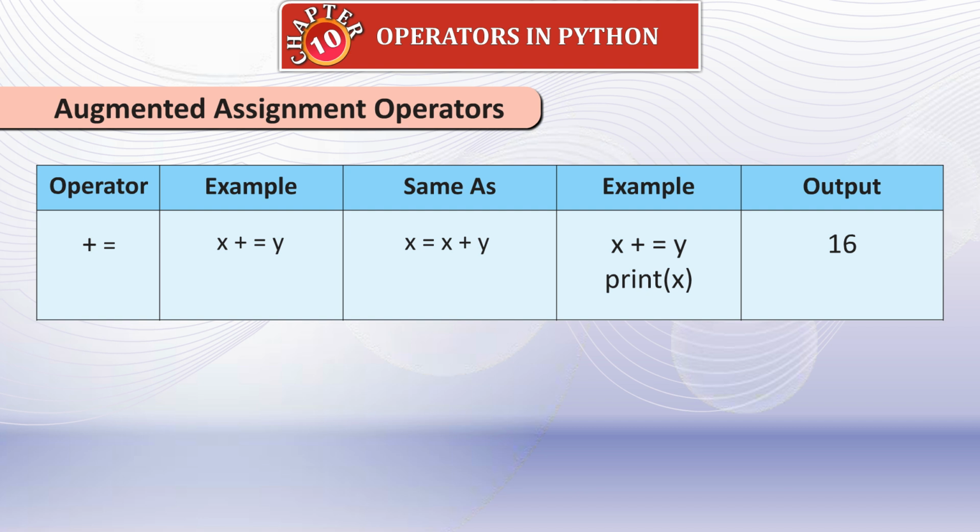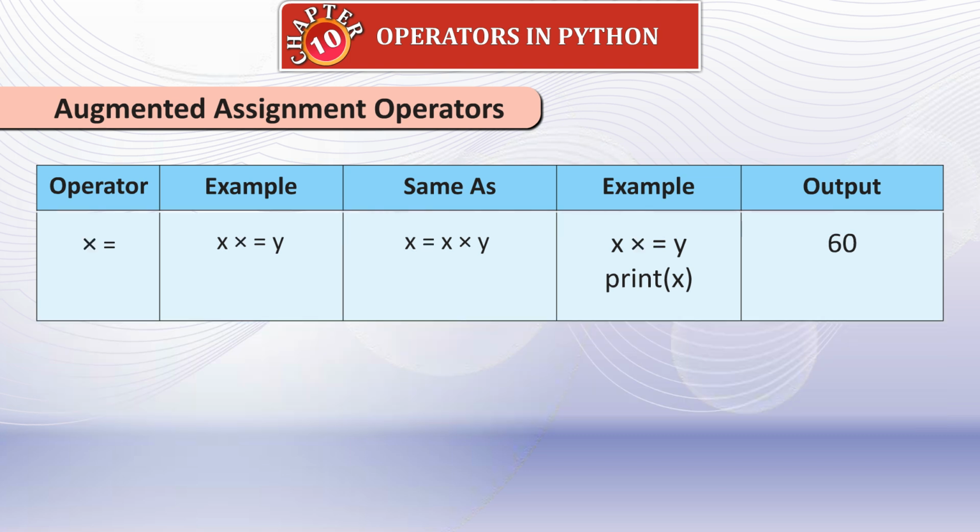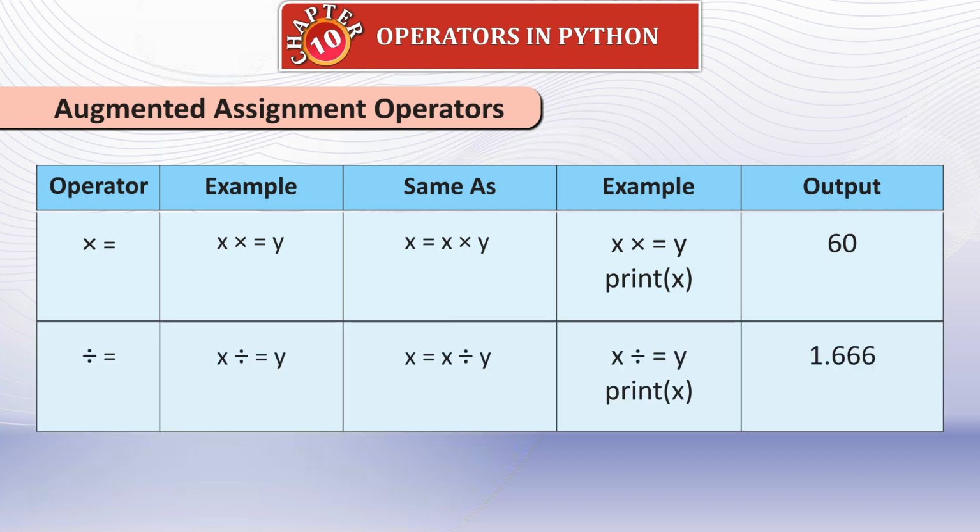Print x gives 16. Minus equal: x -= y is the same as x = x - y. Print x gives 4. Multiply equal: x *= y is the same as x = x * y. Print x gives 60. Divide equal: x /= y is the same as x = x / y. Print x.